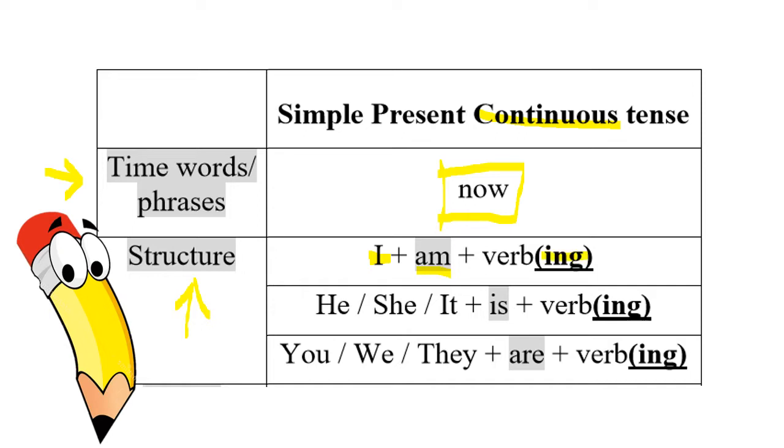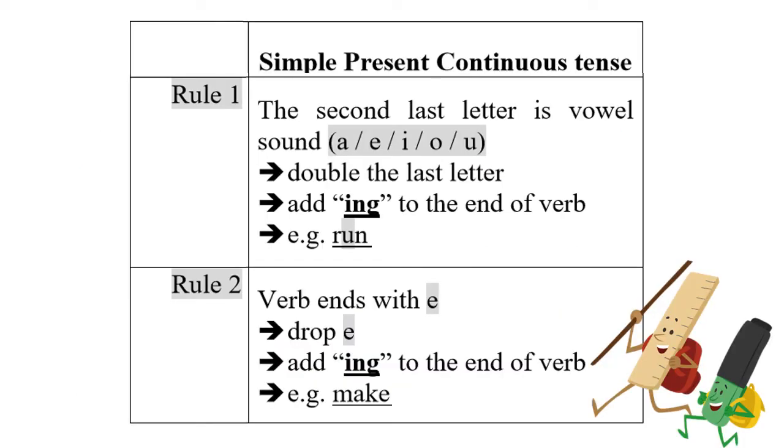If the sentence starts with he, she, or it, then we have to use is and add ing to the end of verb. If the sentence starts with you or we or they, then we have to use are and add ing to the end of verb. When we use the simple present continuous tense in a sentence, there are two rules that we have to remember. Rule number 1. When the second last letter is a vowel sound, that means A, E, I, O, or U, then we have to double the last letter and add ing to the end of verb.